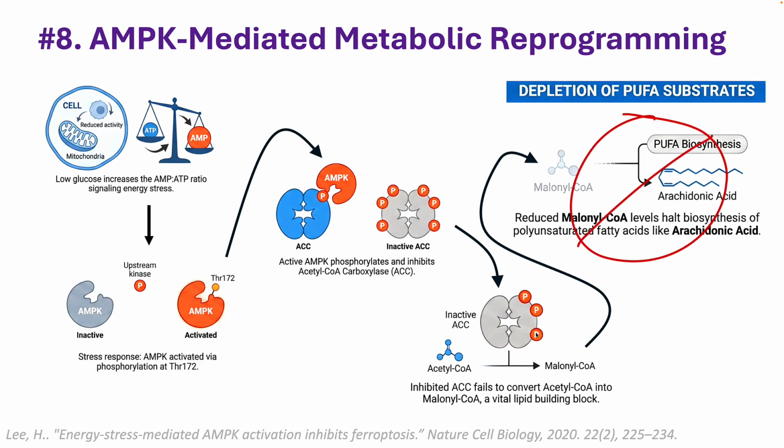By limiting this PUFA availability, the AMPK pathway effectively reduces the substrate pool for lipid peroxidation, thus reducing fuel for the fire in ferroptosis. However, in conditions such as sepsis, although the AMPK pathway is often activated, this protective effect is frequently insufficient and can be overridden by iron-driven oxidative processes and autophagy.